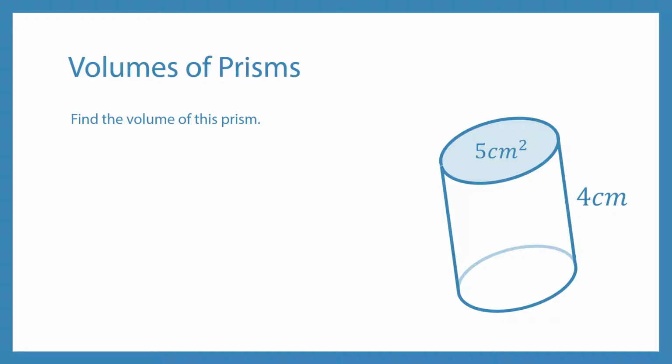So, can you work out what the volume of this prism would be? Its base is 5 centimeters squared, and its height is 4 centimeters. Okay, so volume equals base times height, which is going to be 5 centimeters squared times 4 centimeters, which gives us a volume of 20 cubic centimeters.